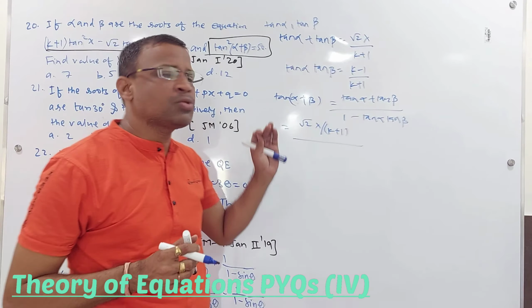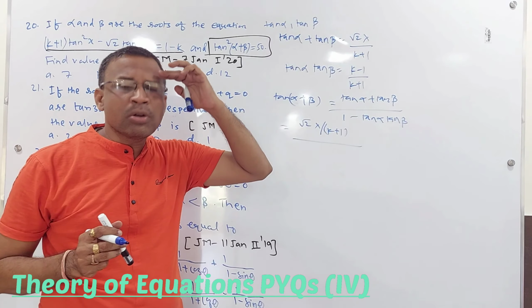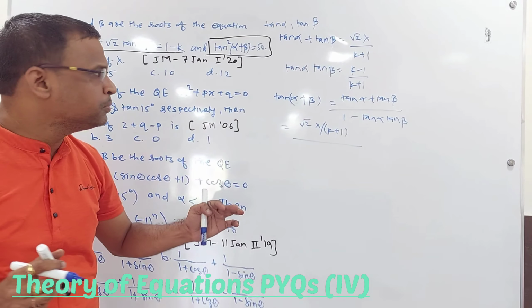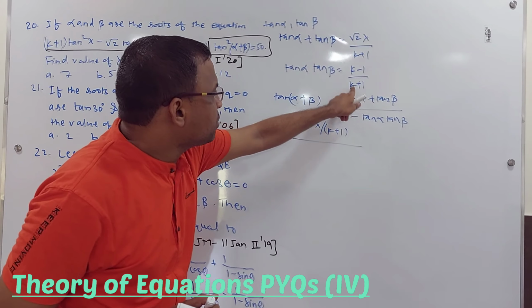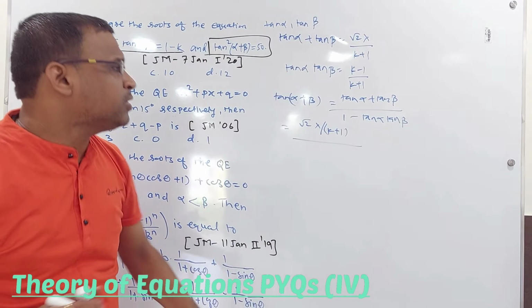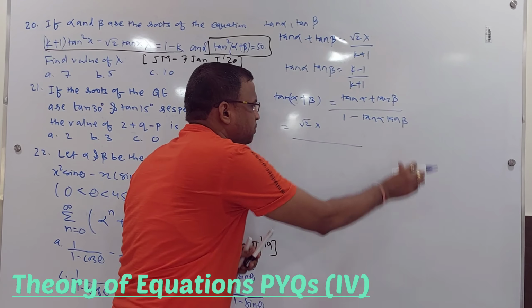It's a smart student. That's why I told that IIT, and when you are talking about IIT, just be smart enough. 1 minus tan alpha tan beta, 1 minus this, cross this. So that's why I'm just trying that approach. I just want you guys to feel like an IIT.